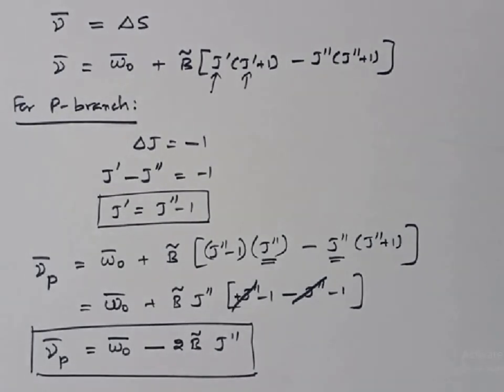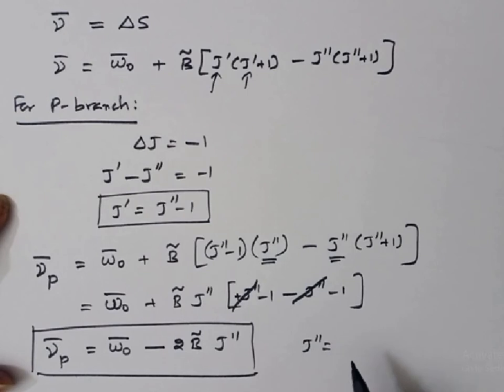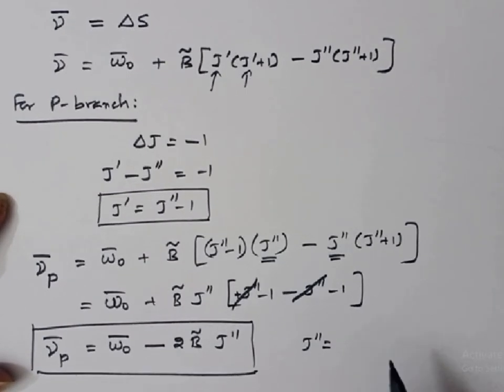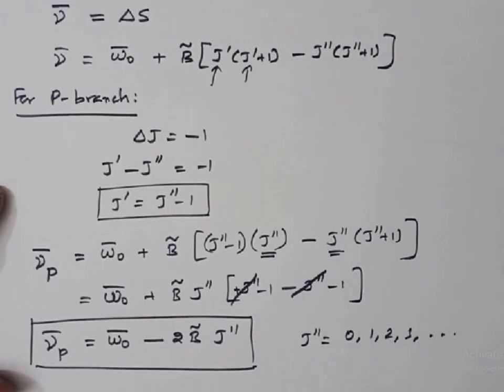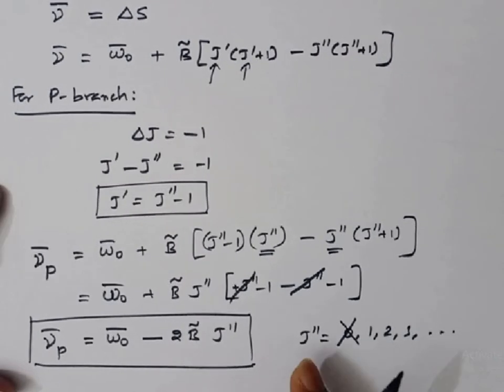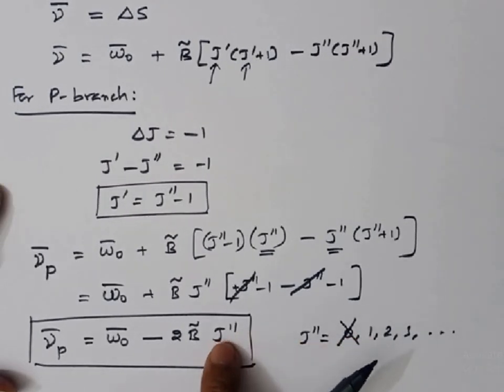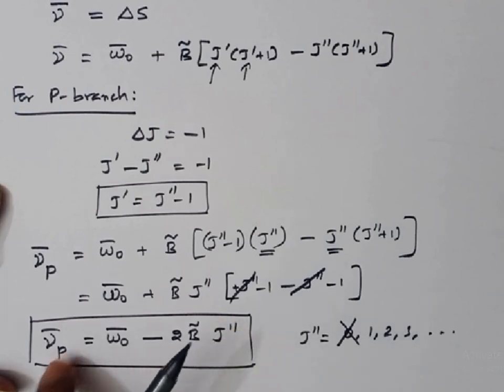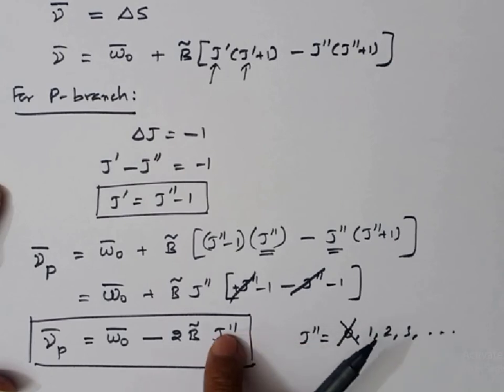Take this down. The frequency of P branch line, this is the formula. And what are the possible values of J double prime for P branch? Are all these values allowed for P branch? Zero is not allowed. J double prime zero is not allowed, correct? So if I put J double prime 1 here, I'll get the first P branch line. If I put J double prime 2 here, I'll get the second P branch line.